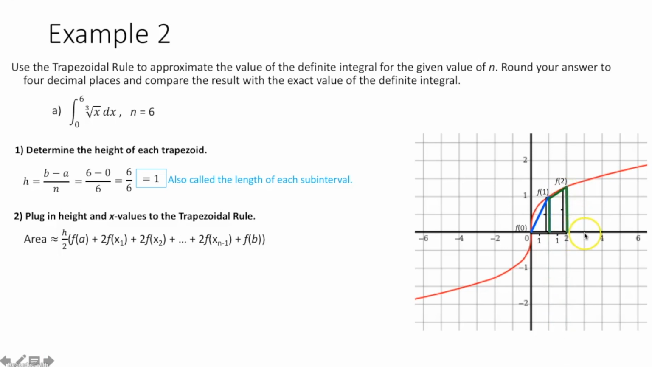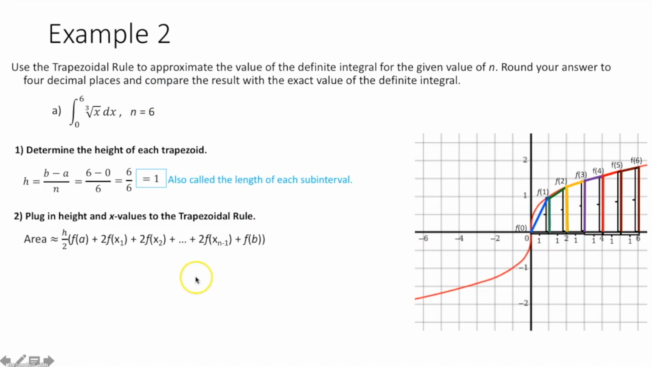Our third trapezoid, we have a height of 1. This base we calculate by doing f of 2. This base we calculate by doing f of 3. And we have our third trapezoid. Our fourth trapezoid works the same. Fifth trapezoid works the same. Sixth trapezoid works the same. Now we have our 6 trapezoids because we have 6 subintervals.